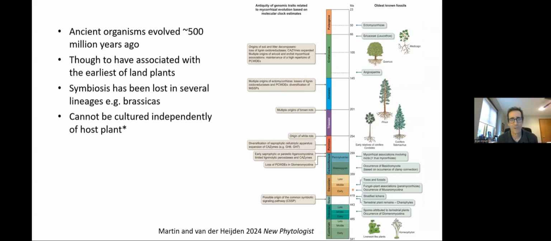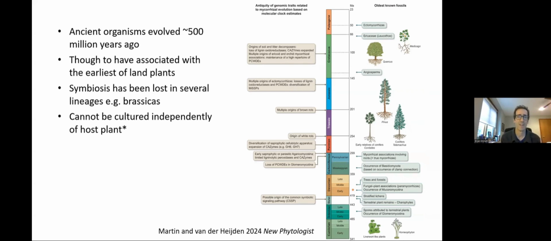really, it's an ancient symbiosis. These organisms evolved around 500 million years ago. They're thought to have associated with the earliest of land plants and maybe even forming the first proto-roots. And the symbiosis between land plants and these fungi is really the ancestral state of things. And so this symbiosis has been lost in several lineages since then. But like I said, most plants are able to form this symbiosis. Brassicas are one notable agricultural plant that can't.